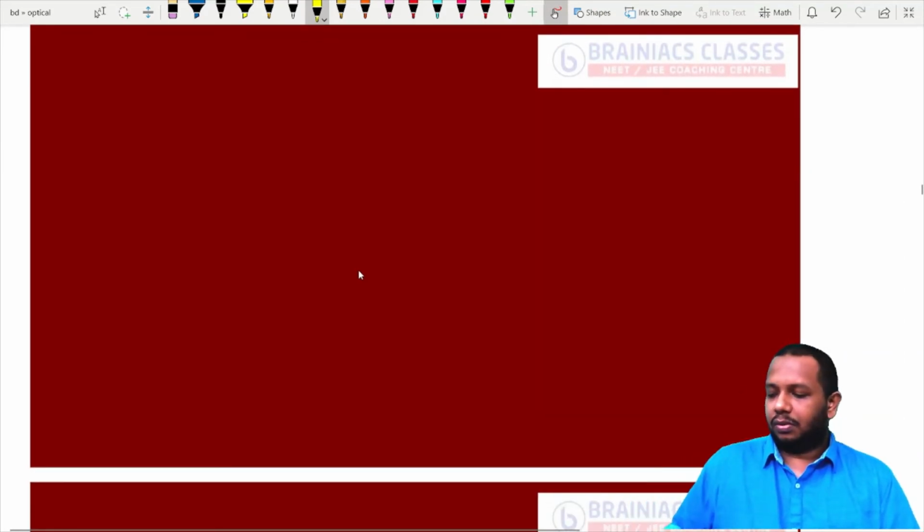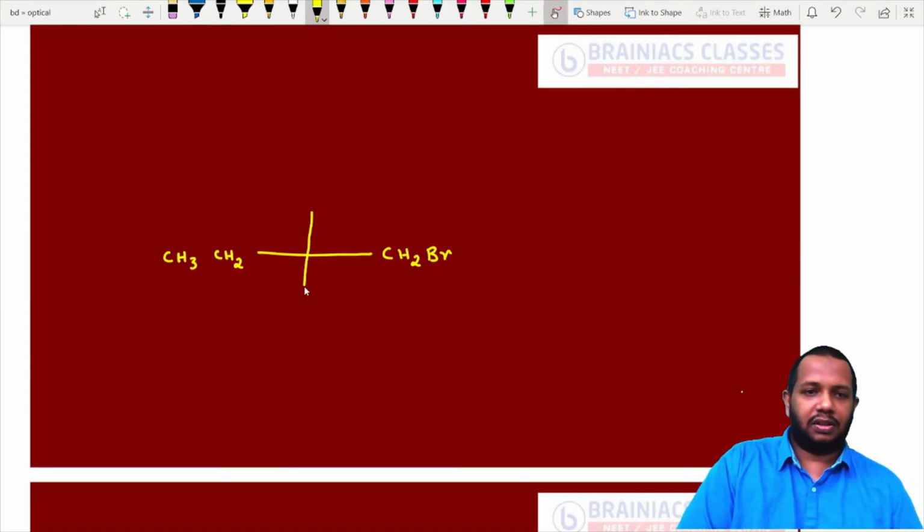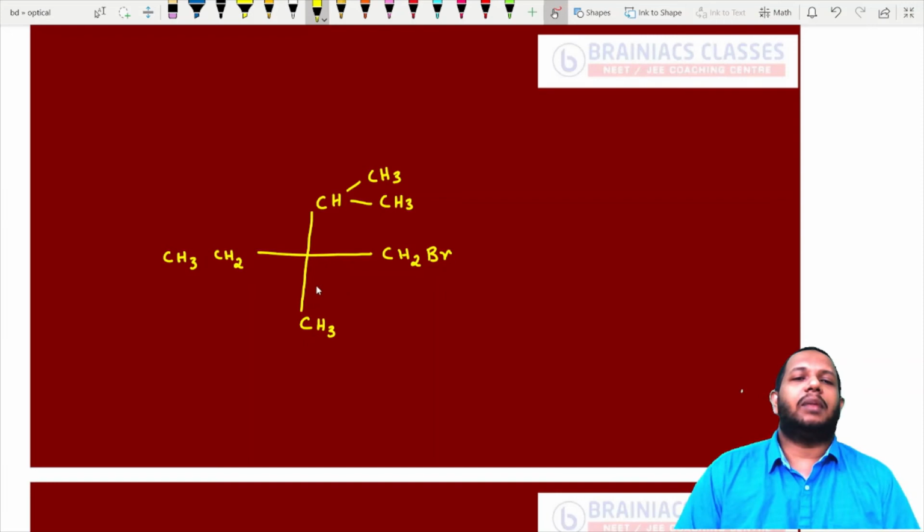Okay. So you have a new question in front of you: CH3, CH2, and this is getting connected to CH2Br. Now this is getting connected to CH3, and here this is getting connected to CH3. Now in this scenario, can you tell me what is the configuration of this one?